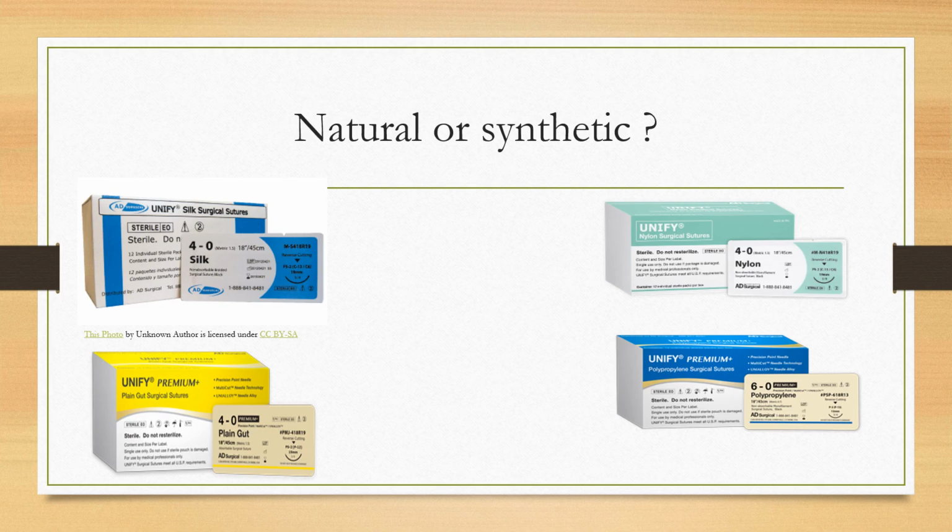And we also have examples of synthetic suture materials. For example, nylon is a synthetic suture material, and polypropylene or Prolene is also a synthetic suture material.